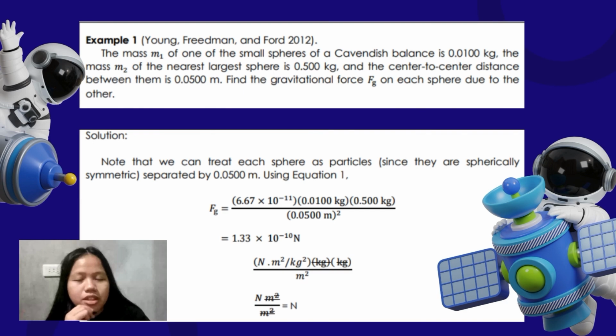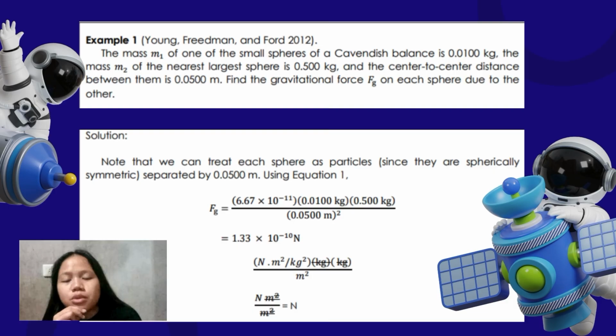So now let's try to solve some example problems here. The mass M1 of one of the small spheres of a Cavendish balance is 0.0100 kilograms. The mass M2 of the nearest large sphere is 0.500 kilograms, and the center-to-center distance between them is 0.0500 meters. Find the gravitational force F of G on each sphere due to the other.